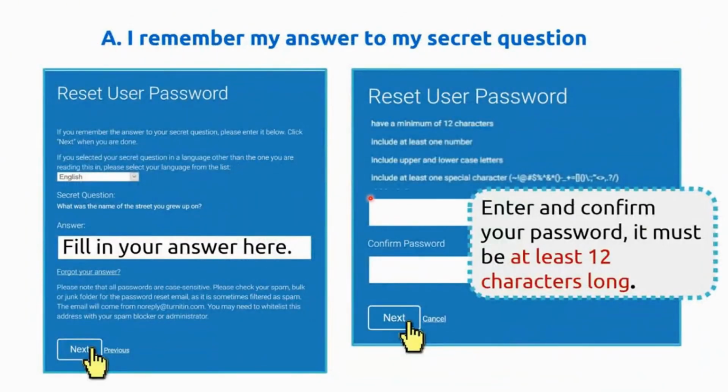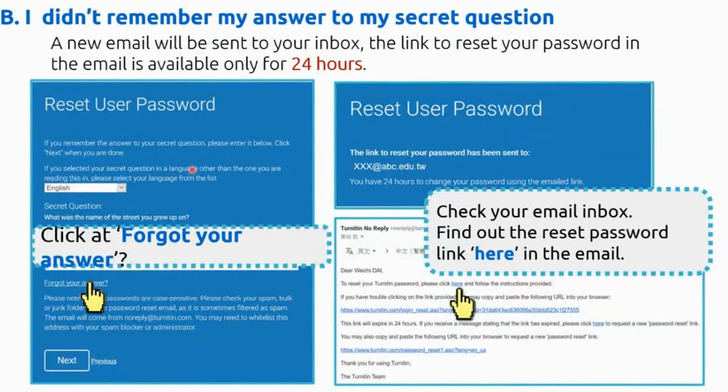Okay, in the next steps, there are two different scenarios. If you remember your answer to your secret question, you can just fill in your answer here in the blank and click next. Then you can set your password. The second scenario is if you don't remember your answer to the secret question, please click the label forget your answer. Then the password reset email will be sent to your email address.